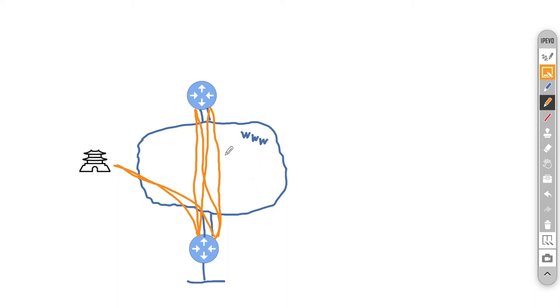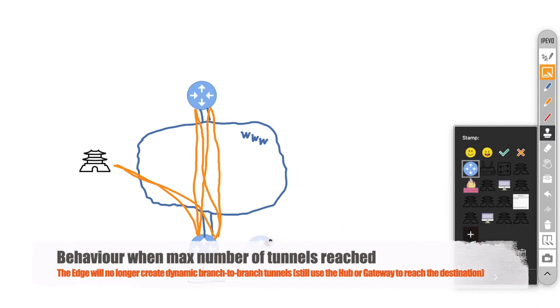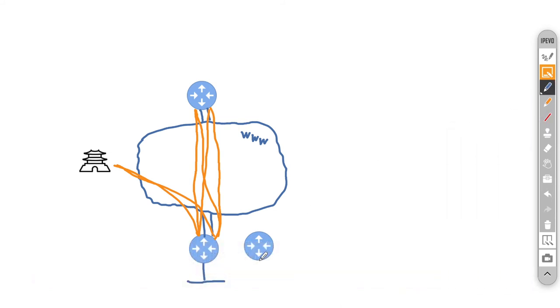And the answer here is, when the box has reached the maximum number of tunnels, dynamic site-to-site tunnels do not establish anymore. So now if I have another branch here, and I'm using either the hub or the gateway to trombone traffic, if the edge doesn't have any more tunnel capacity, it will not establish the dynamic site-to-site tunnel, right? It will always use whatever method you have configured as either the hub or the gateway. We will still be building tunnels to hubs.